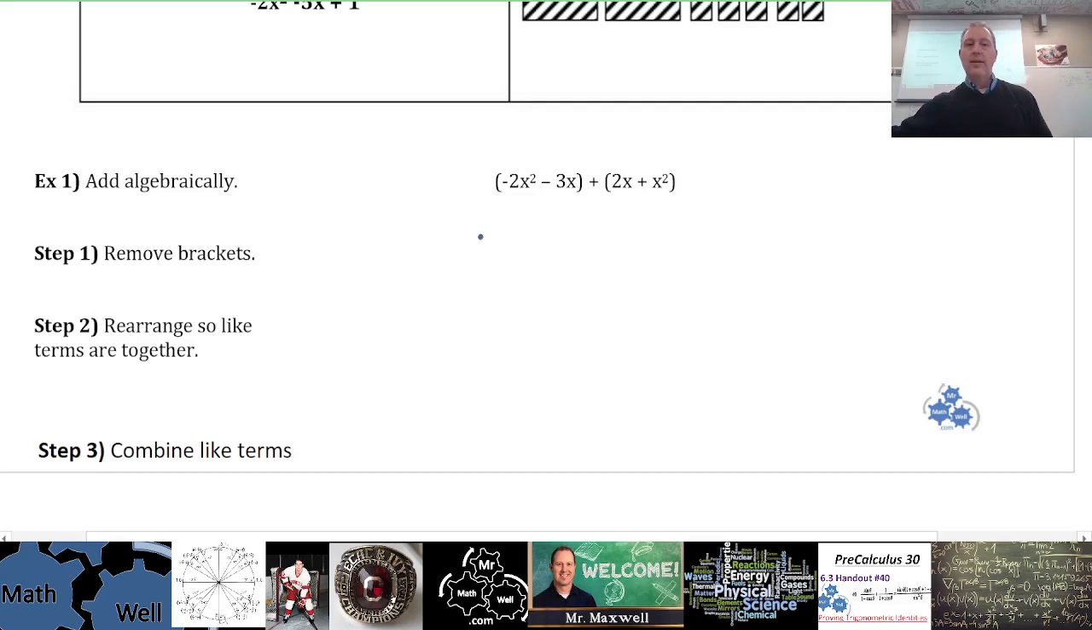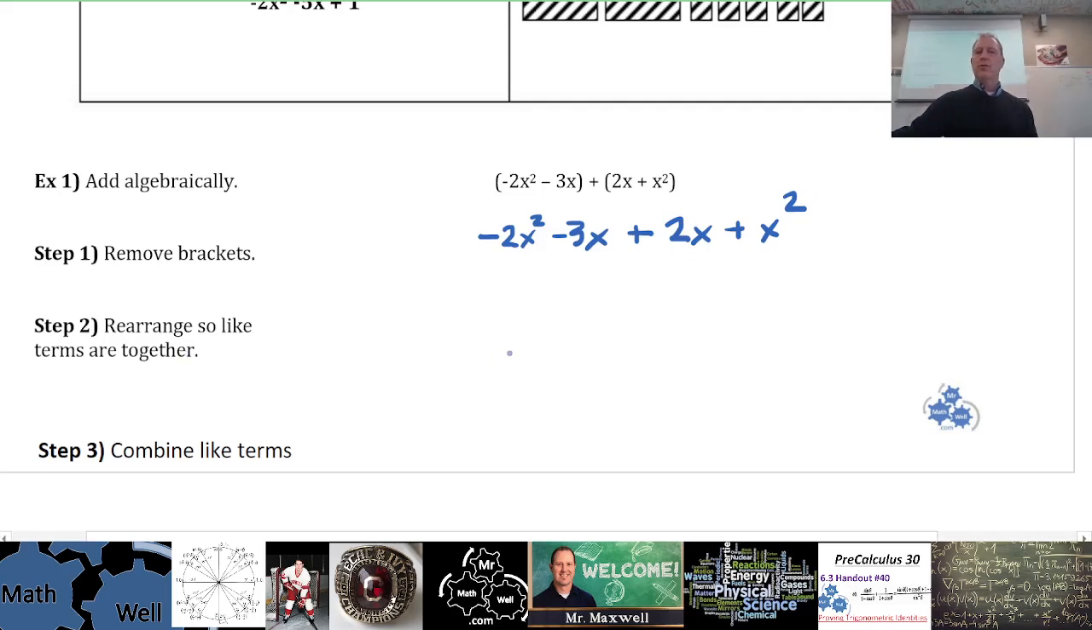So I'm going to rewrite this. -2x squared minus 3x, and I'm just going to keep that plus sign, and I'm just going to take away that bracket so it looks just like this. No problems. Okay? That's what you can do when you add.